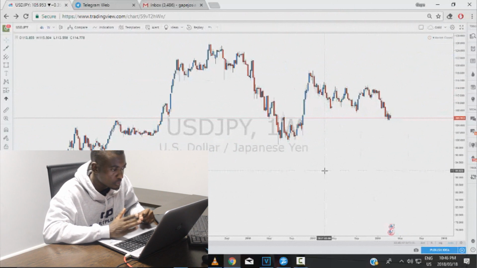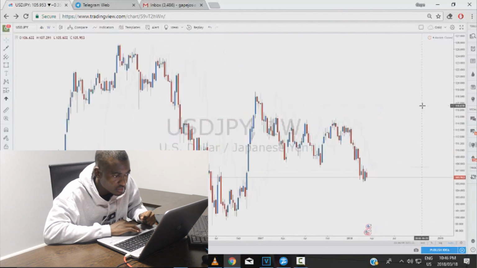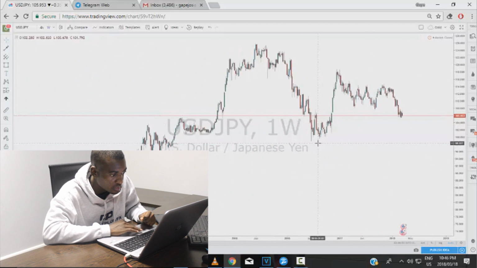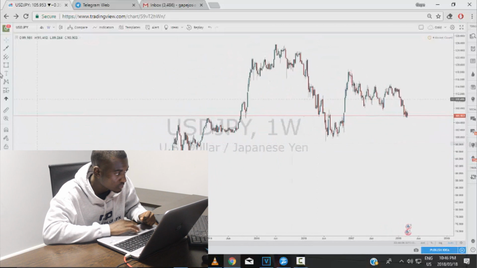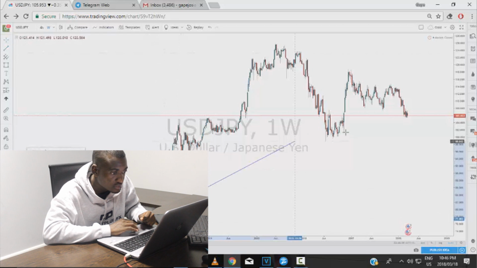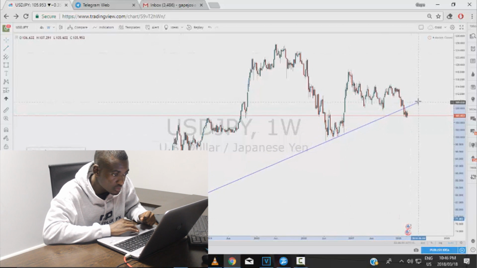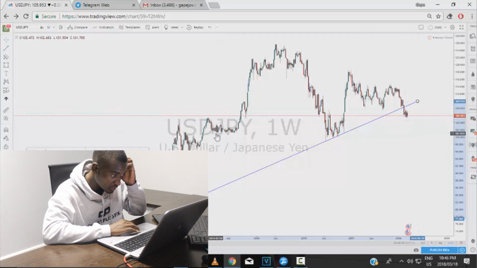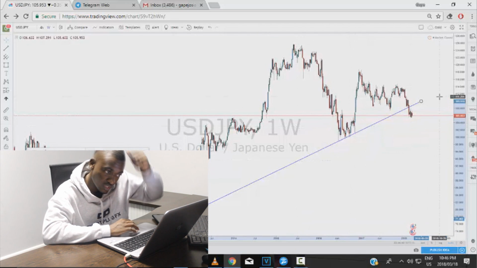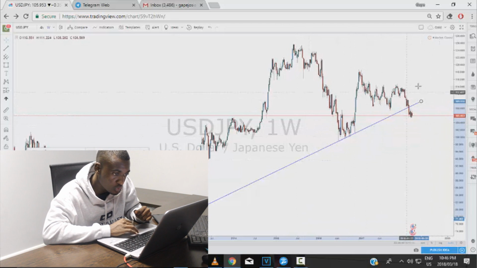Now on to USD JPY. We look at it very closely. Price is actually consolidating at the moment. And if we look really closely at this, price broke this counter trend line that's been holding for so long. So price basically broke it and retested.